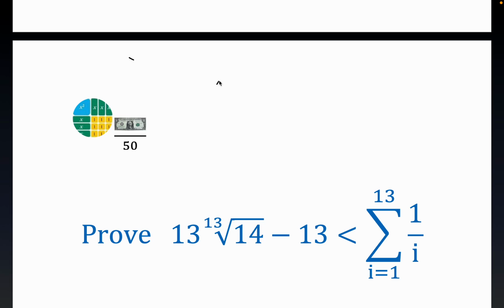Hey everybody, today we have an exponential inequality that we're going to try to resolve. I want to write down a fundamental result that we're going to be using to solve this. It's called the AM-GM inequality, and I'm just going to use a simple example.